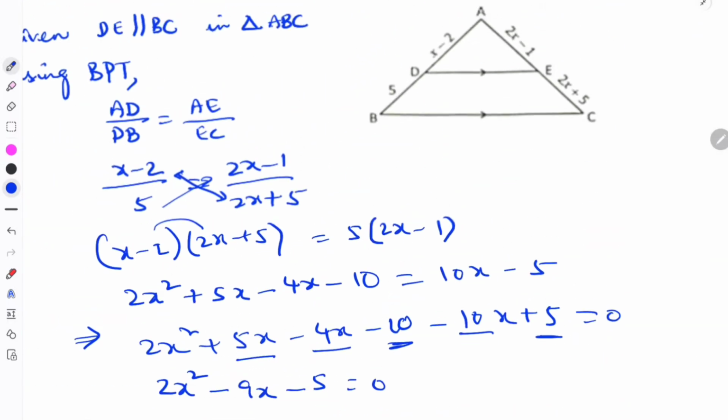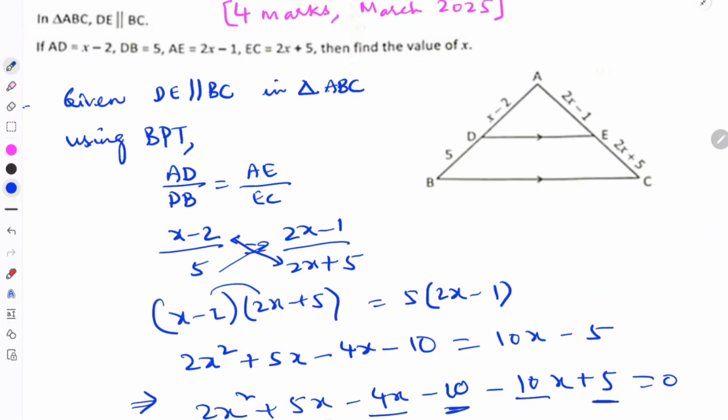That's all in this solution here. This is a 4 marks question. Remember, this question is not available in the textbook, so you have to go through all the previous year question paper solutions to score good in the final exam.